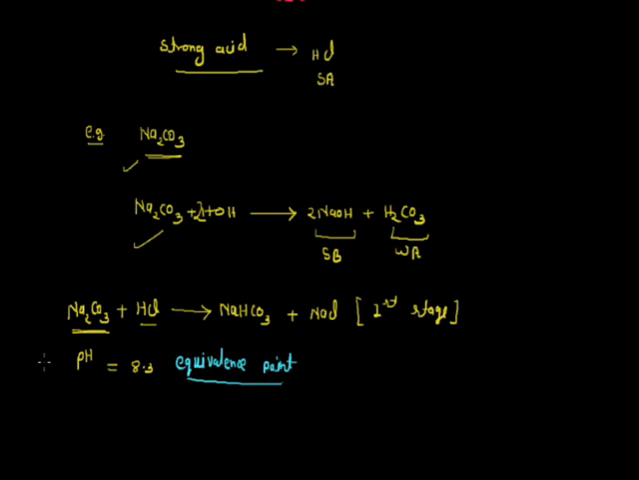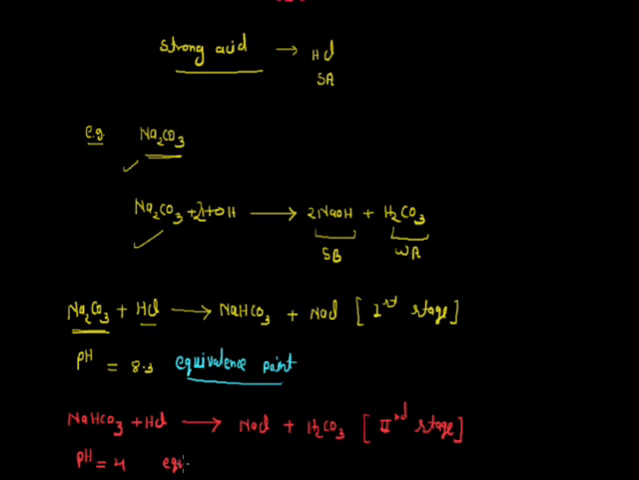In the first stage, the neutralization reaction is not complete. So in the second stage, the sodium bicarbonate formed in the first stage reacts again with HCl, and gives NaCl plus H2CO3. The equivalence point for the second stage comes at a pH of about 4.